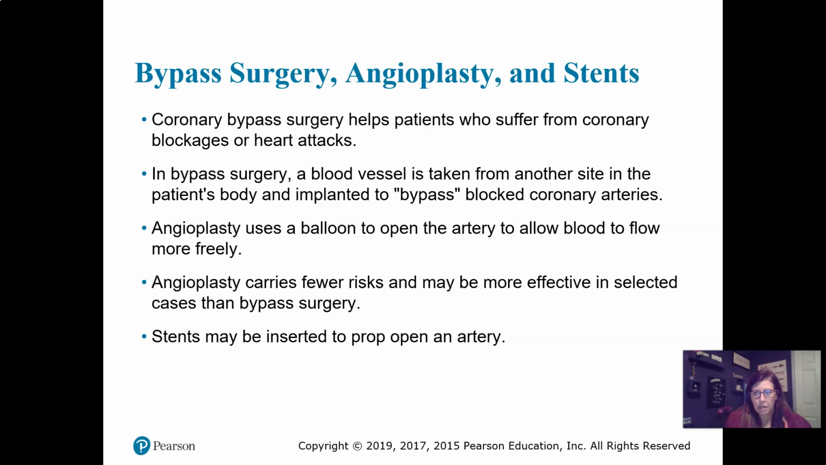Angioplasty carries fewer risks and may be more effective in selected cases than bypass surgery. And then stents may be inserted to prop open an artery, right? So it's just a little piece of material that's put into the artery of the heart to keep it open so the blood can flow back and forth the way that it needs to.